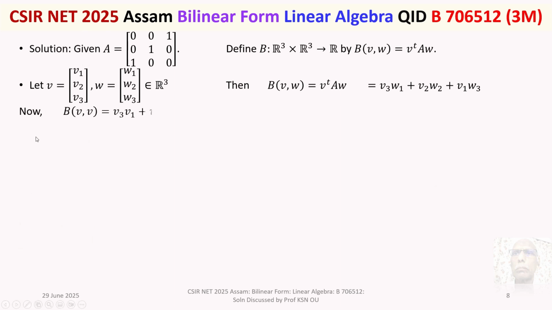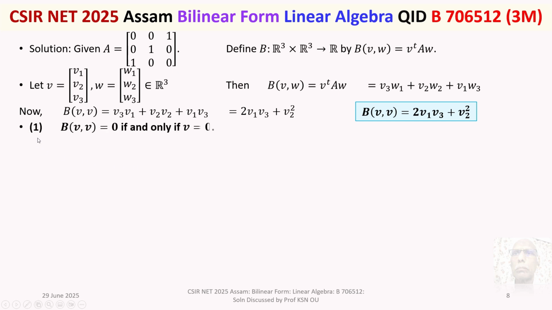Right. Now, we go for B of V comma V. That means in the place of W, you substitute V. In the place of W1, W2, W3, you take V1, V2, V3. Then this will be V3 V1 plus V2 V2 plus V1 V3. So this is 2 times V1 V3 plus V2 square. So B of V comma V is 2 times V1 V3 plus V2 square.